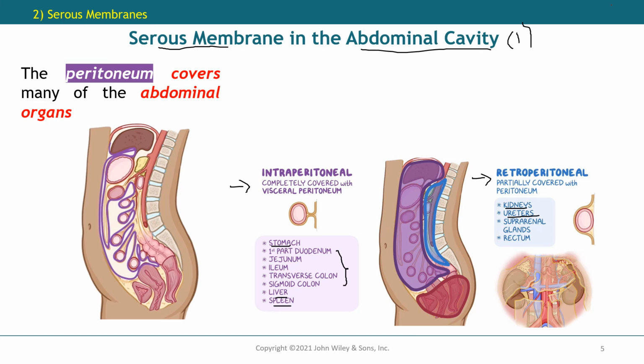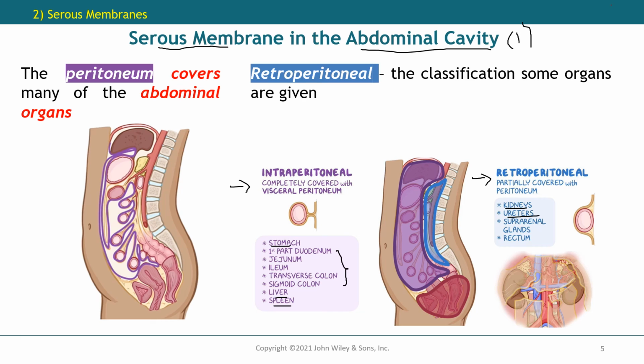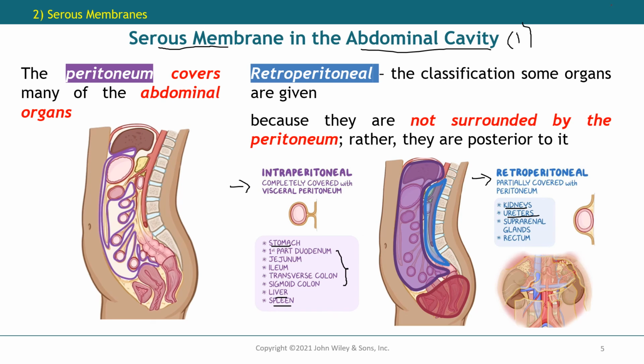Just very quickly, the peritoneum covers many abdominal organs. It's different from the pleura and the pericardium, which only cover one organ. Some of the organs are covered completely and some only partially. Retroperitoneal is a classification of some organs because they are not surrounded completely by the peritoneum, but rather only by the posterior part of this membrane.